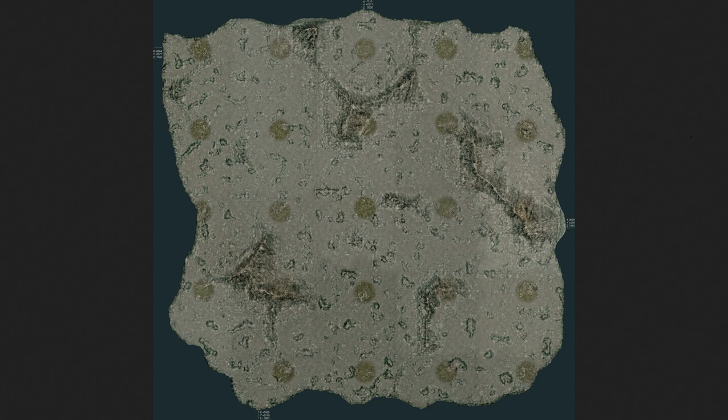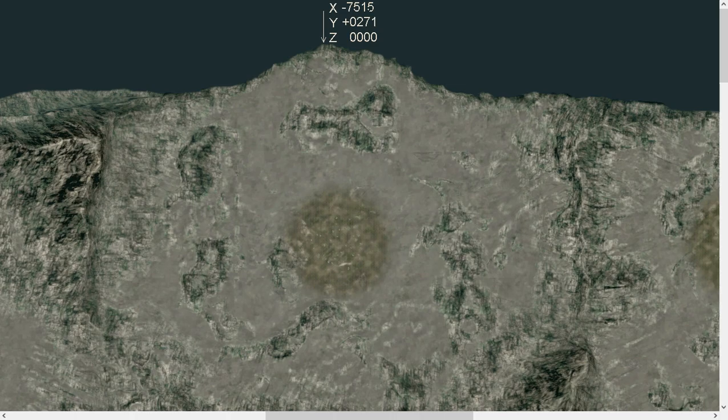Let's go to the top of the map. It shows numbers that show Z as being 0. That was accidental. It ended up being that. It's very close to 0, actually plus or minus 1 or 2. The Y, being the altitude, is 271. Water level is at about 256. The X here is negative 7515.